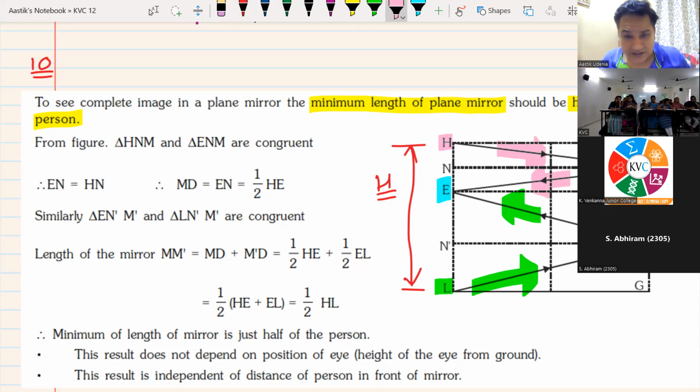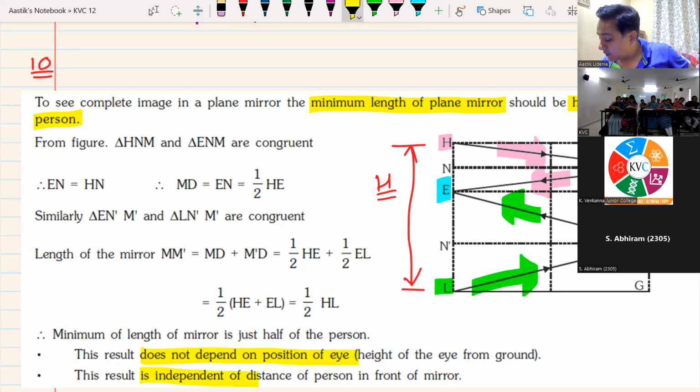h/2. You may not draw the diagram, it's not relevant. Just remember this fact: the minimum length of the mirror that you need to see yourself completely is h/2. This result does not depend on the position of the eye. This is not dependent on the distance of the person.